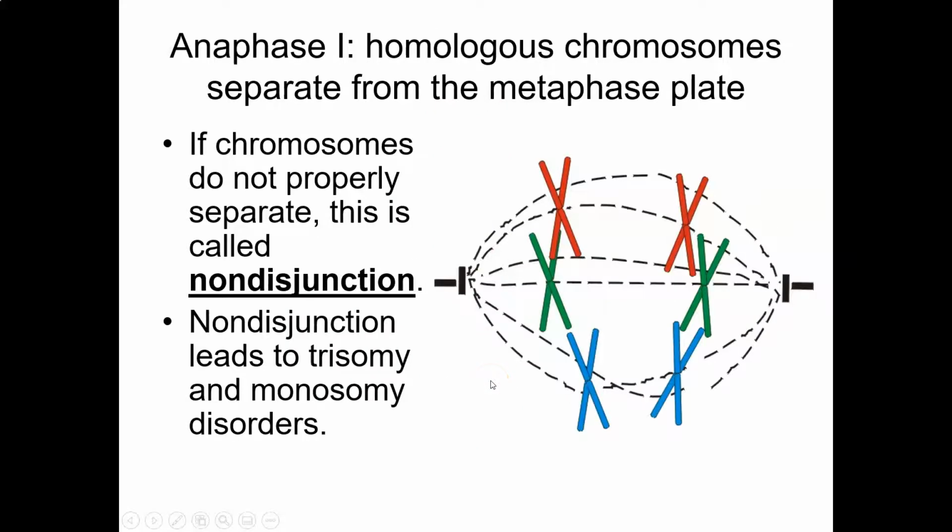In anaphase 1, the homologous chromosomes separate. This is where the first nondisjunction event could occur, which is a failure to separate. This is what leads to trisomy and monosomy disorders. If the homologous chromosomes fail to separate, one cell will be lacking a chromosome and the other cell will have an extra chromosome.